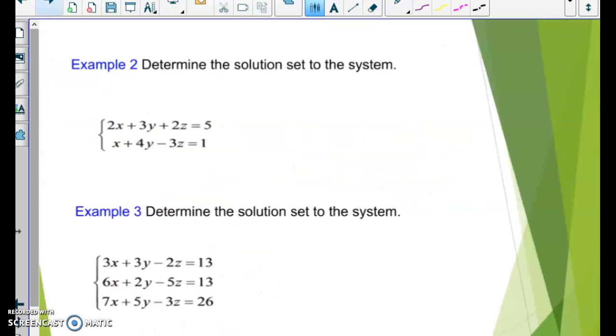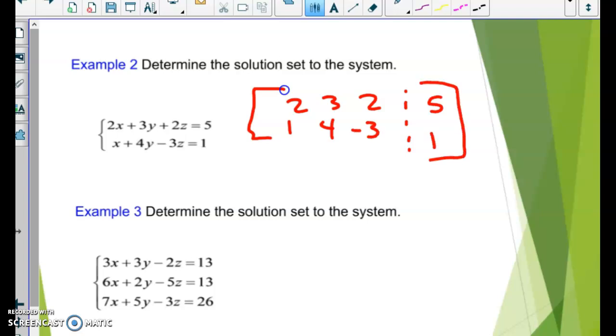So if we do the same thing here, we can write it as a matrix, 2, 3, 2, 5, and 1, 4, negative 3, 1. Now, we know because we have two equations but three variables that this isn't going to turn out very well. So it's not going to be one of those situations where we get just one answer. So what I'm going to do is take 2 times row 2 minus row 1, and I'm going to put that into row 2.